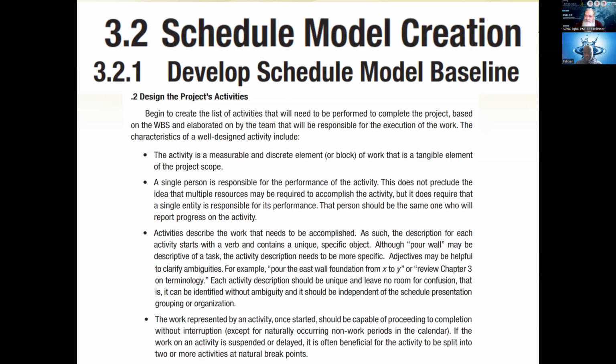The supervisor is the responsible one, and these people are doing it. They are the members of the team. So under a supervisor, if we have, say, 10 people working and he is getting the work done from those 10 people, they are just the members of the team. And this guy, the supervisor, is leading the team. He is responsible for those activities which are being done by these workers. That person should be the same one who will report progress on the activity.